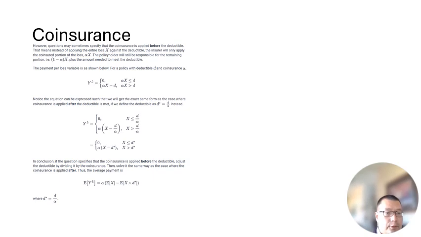The payment per loss variable is as shown below, for a policy with deductible D and coinsurance alpha, where Y will be 0 if alpha X is less than D, or alpha X minus D if alpha X is greater than D. Notice the equation can be expressed such that we get the exact same form as the case where coinsurance is applied after the deductible is met, if we define the deductible D star to be D over alpha instead.